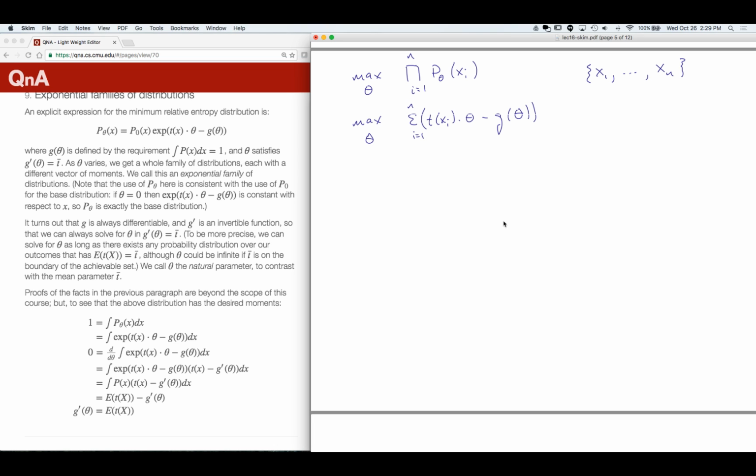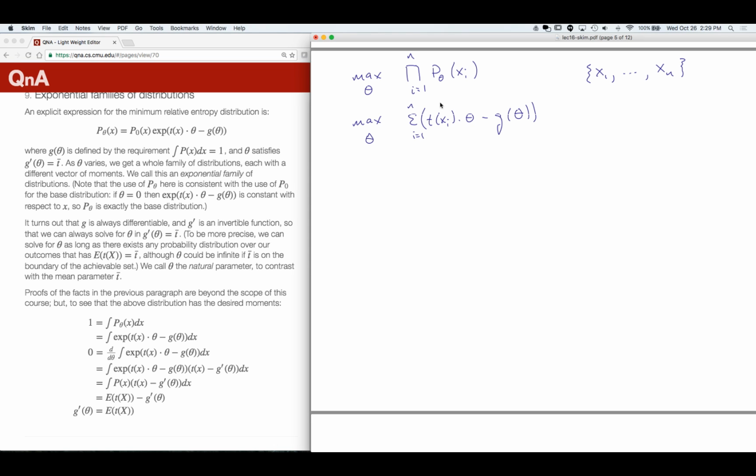And how do I do this? Well, I can do this by differentiating and setting to 0. We also have to check that we're not on the boundary and that it's an actual maximum, but in fact that's going to be true. So we can do it by differentiating and setting to 0.